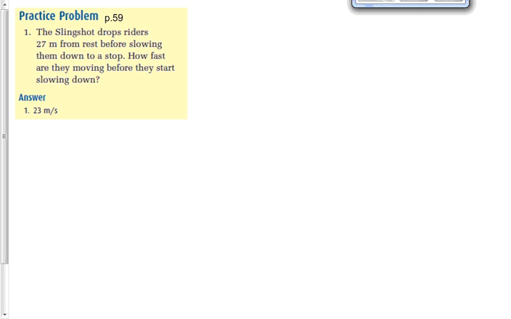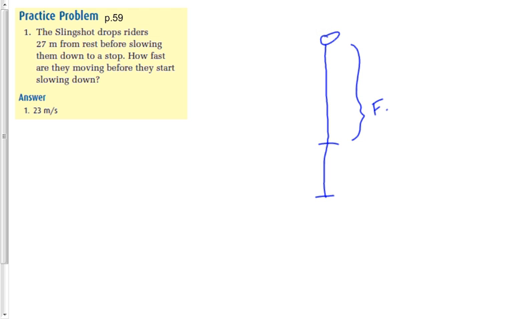So you're being dropped down, okay? Here's the ball, here's the rider, whatever, being dropped down. It speeds up, it speeds up, it speeds up, and then obviously you want to slow them down gradually before they hit the ground. So this is the stage of free fall, and then this is the stage of slowing down. This is the stage that we want to look at here. We want to know how fast they're moving right here. How fast are they moving just before they begin to slow down? In other words, we want to know how fast they're moving after they finish free falling.